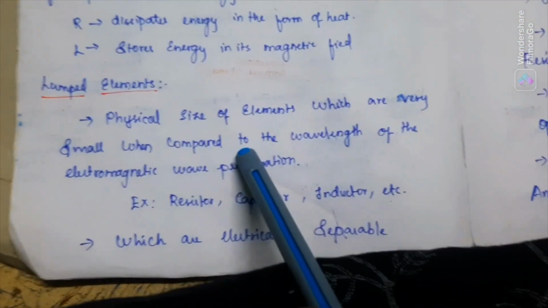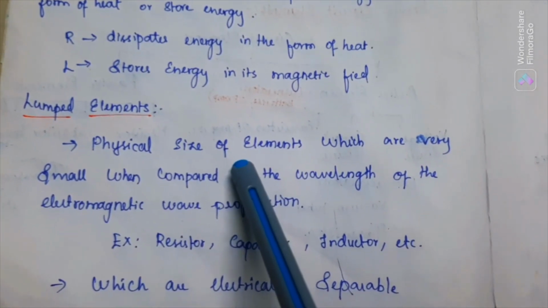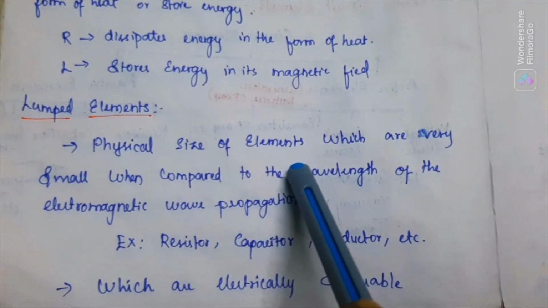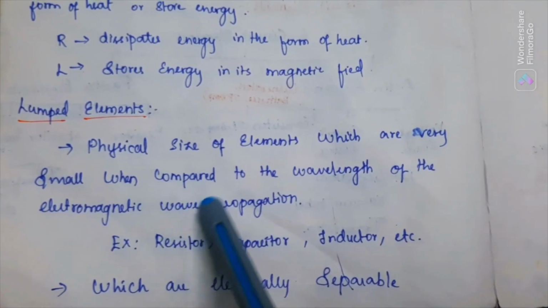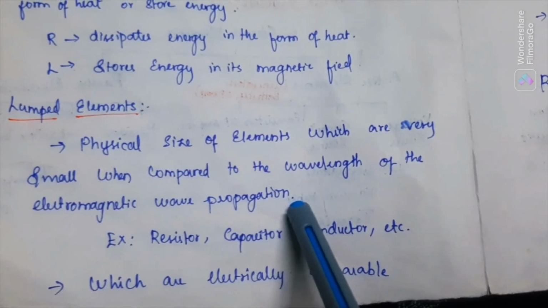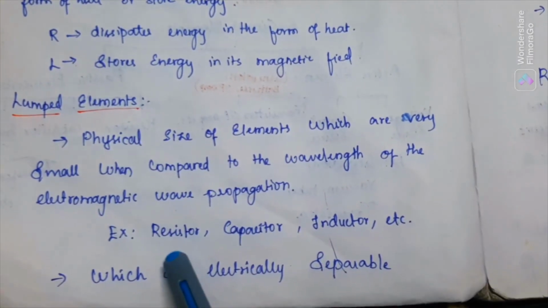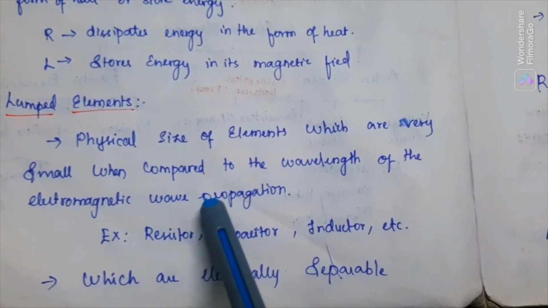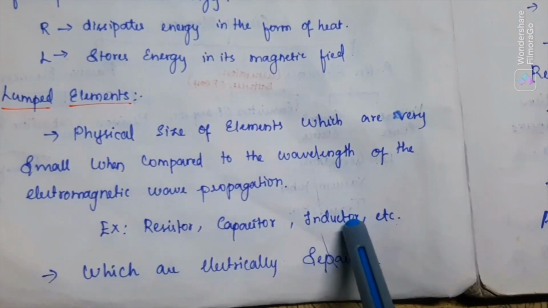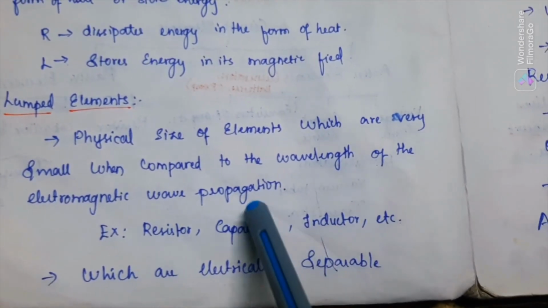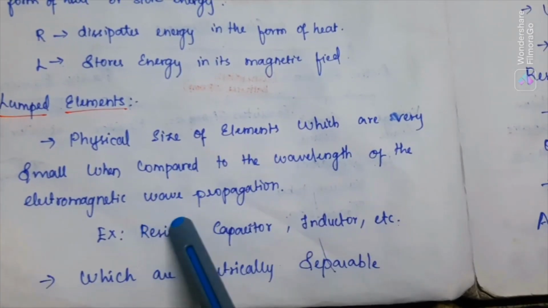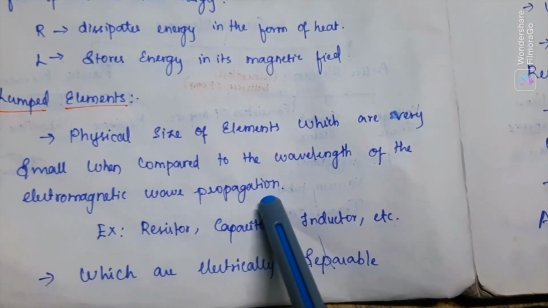Next one is lumped element. Lumped elements have a physical size that is very small when compared to the wavelength of the electromagnetic wave propagation. For example, you can take a resistor, capacitor, inductor. The physical size of these elements is very small when compared to the wavelength of the electromagnetic wave propagation, right?